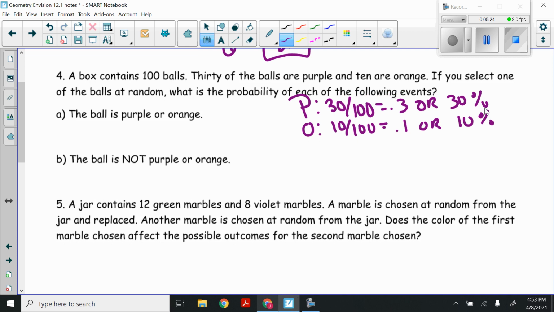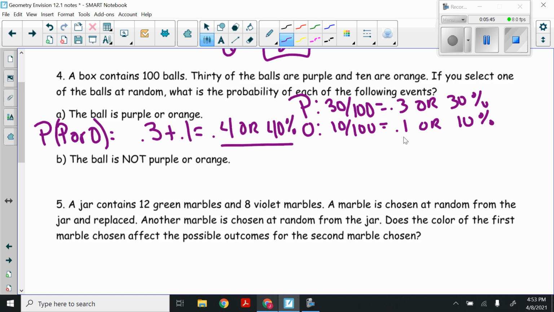A, the ball is purple or orange. So probability P or O. Or means we're adding. So we have 0.3 plus 0.1, which gives us 0.4 or 40%.